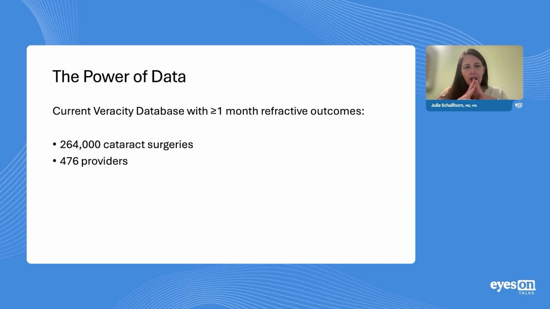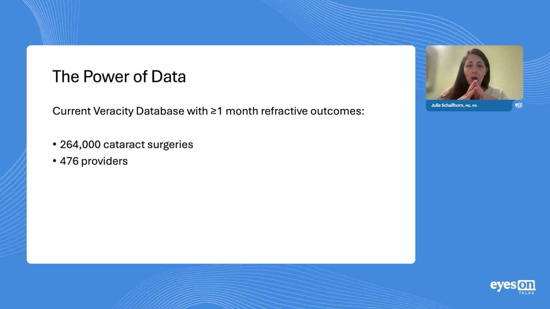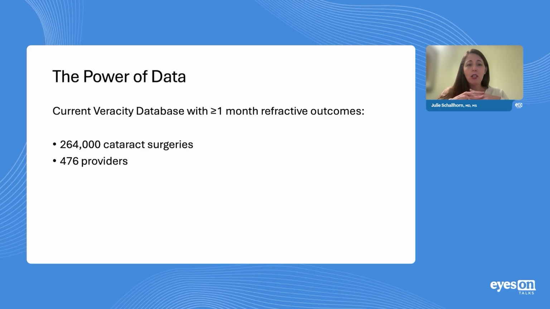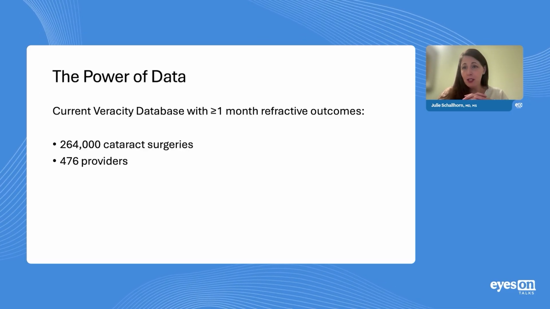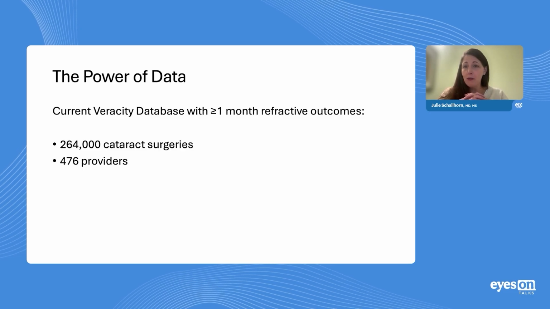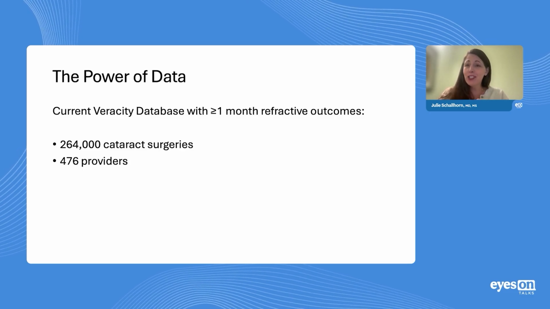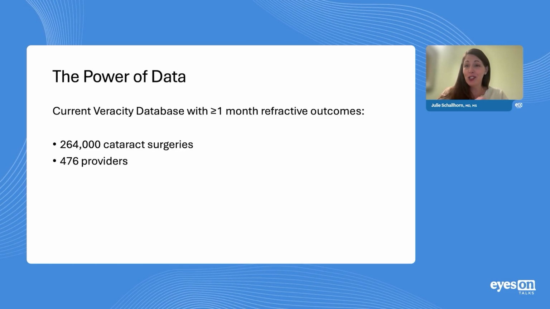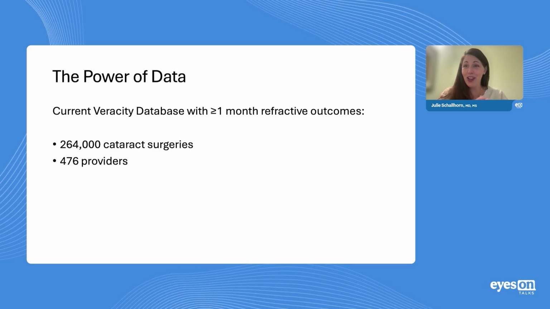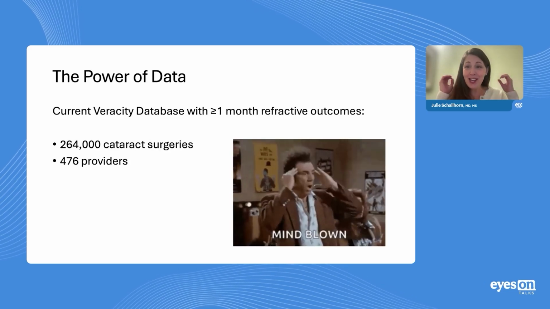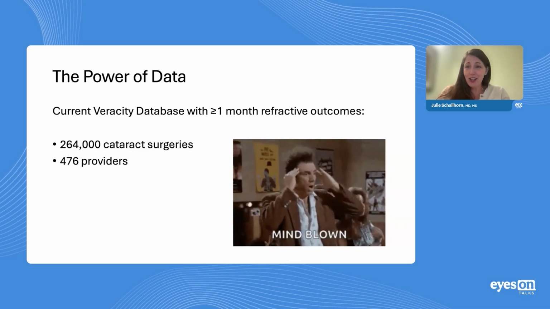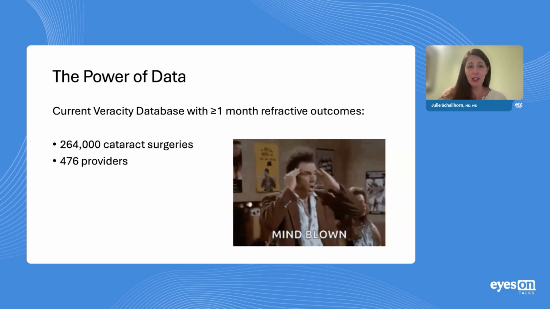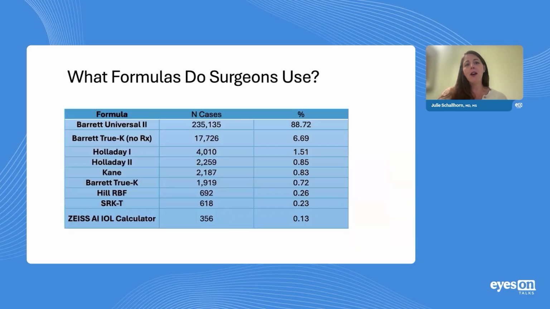I looked at the data actually almost a year ago now. At that point, there were 264,000 cataract surgeries in that database that had 1 month refractive outcome data input by 476 different surgeons, which is a lot of data, which is cool. And it allows us to get a peek at the state of cataract surgery in the United States in a way that we've really never been able to do before.